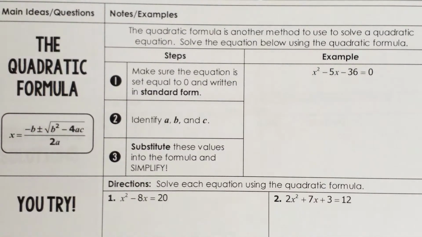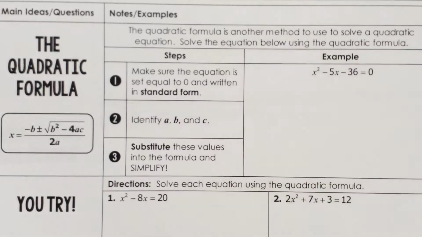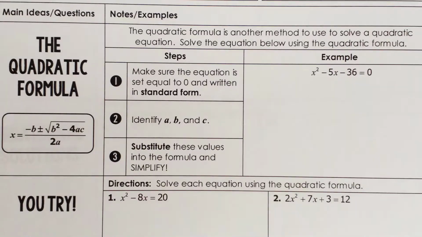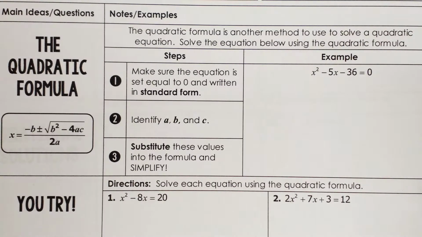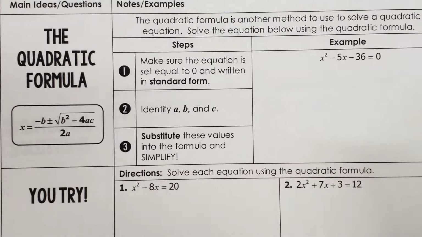Okay, so we've been learning how to solve quadratic equations by factoring. And when we were learning how to factor, occasionally we saw a polynomial that was prime, meaning it wouldn't factor. Well, how do you solve a quadratic equation if your polynomial won't factor? There's another way, and there is a formula that you can use.